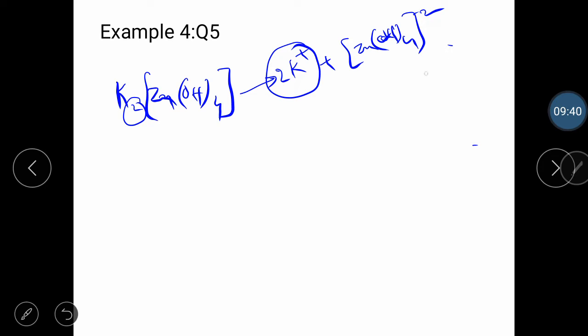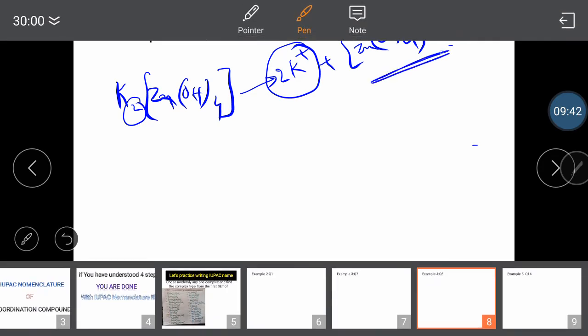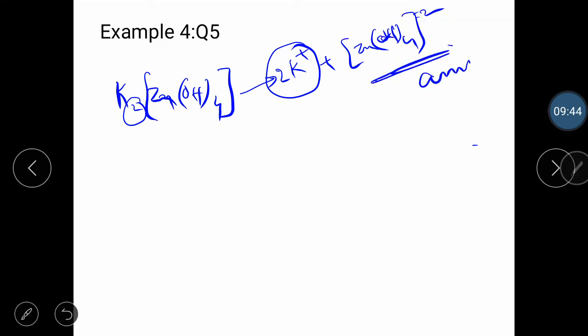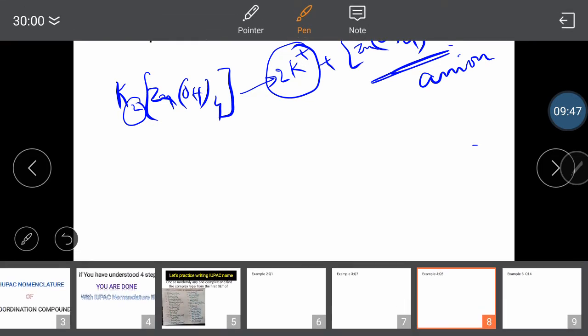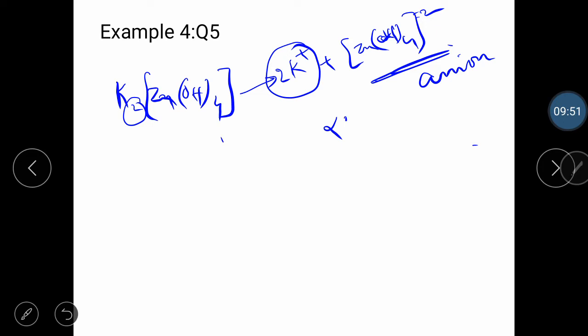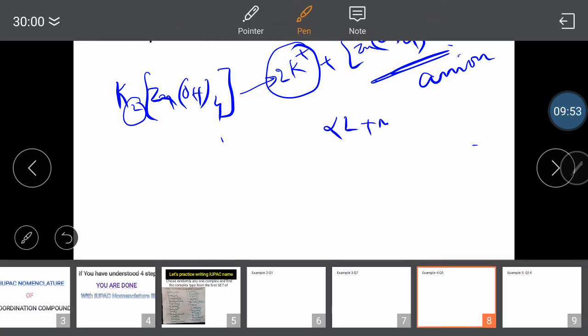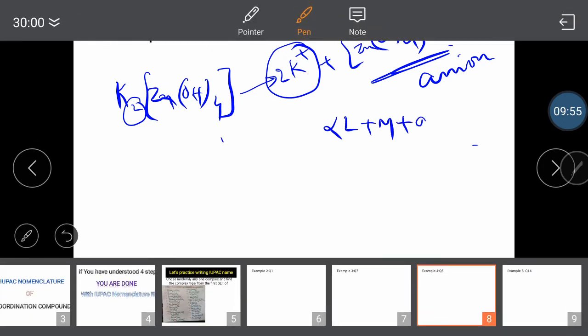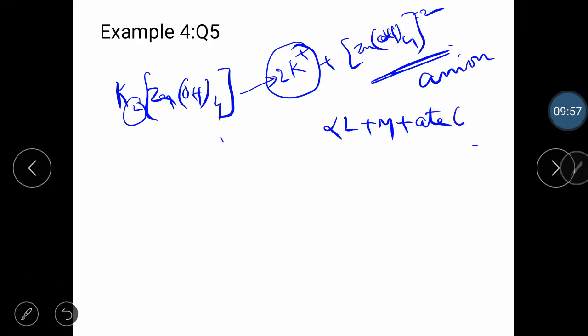So which complex is this? This is my anionic complex. So what pattern do we have? Alphabetical ligands plus metal. Don't forget, because it is anionic, we should use ate. Then comes the oxidation state of the metal. So what name do I get?